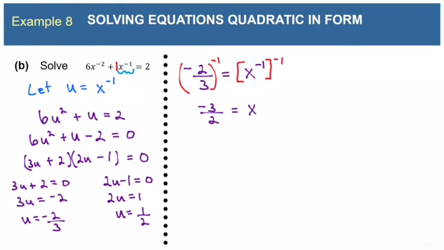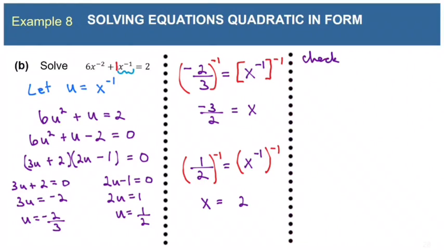And now let's take the 1/2, do the same thing, raise both sides to the negative 1 power. That just accomplishes a reciprocal for us, and we have x equals 2. And so our two solutions are 2 and negative 3/2. Now we should check, so I'm going to plug the negative 3/2 into our original equation.